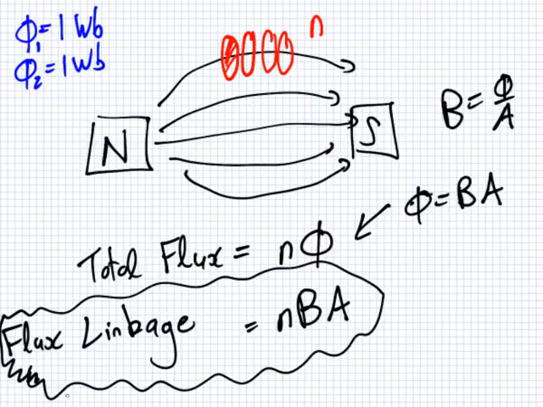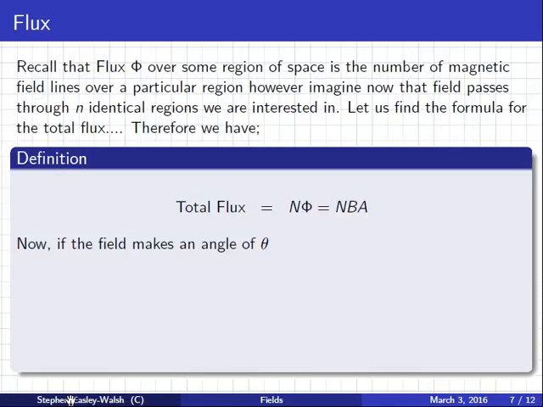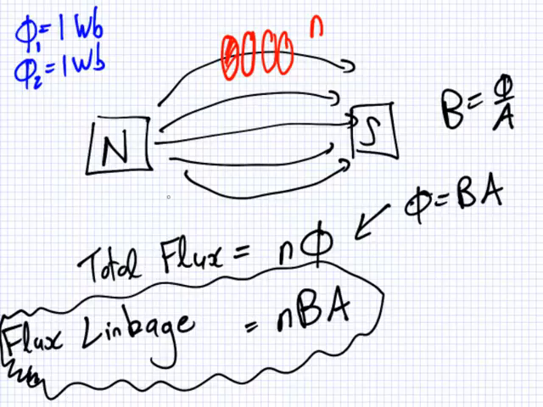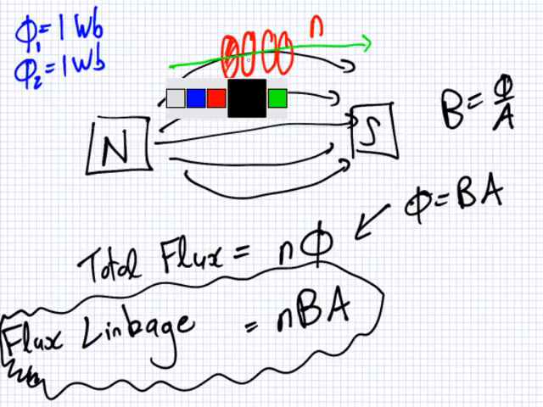Yep, we drew that. We got this formula. Now if the field makes an angle theta with the normal of the region of space, here we measure the angle like this. So the field is going this way, and if you can imagine, here is our region, if I draw a rectangle.